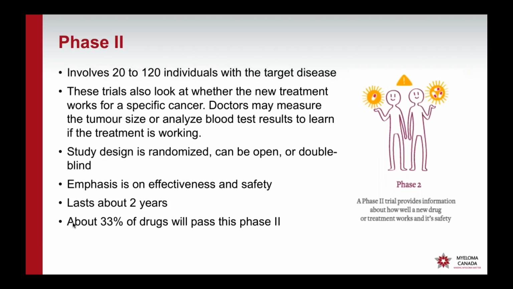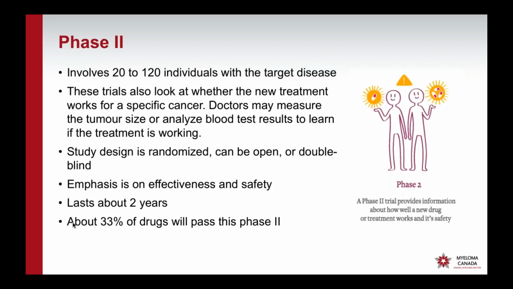Once you've done your phase 1 clinical trial, then you can move into phase 2, but only if the phase 1 results are conclusive. The trials initiated in phase 2 would involve anywhere between 20 to 120 people with the target disease, so patients with cancer specifically. These trials will look at whether the new treatment will work. Does it have efficacy? Does it actually have an effect on the cancer? At this time, the physicians will measure potentially tumor size or analyze blood tests to make sure that the treatment is having an effect on the cancer and the effect is positive.